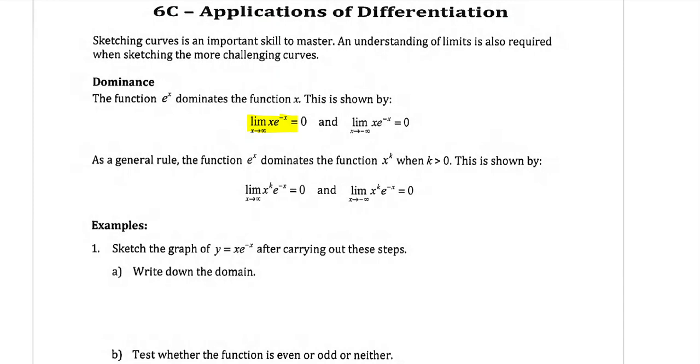So even though x is going up to infinity, this one is approaching 0. And because it's dominant, it's going to make the whole thing go to 0. Okay?